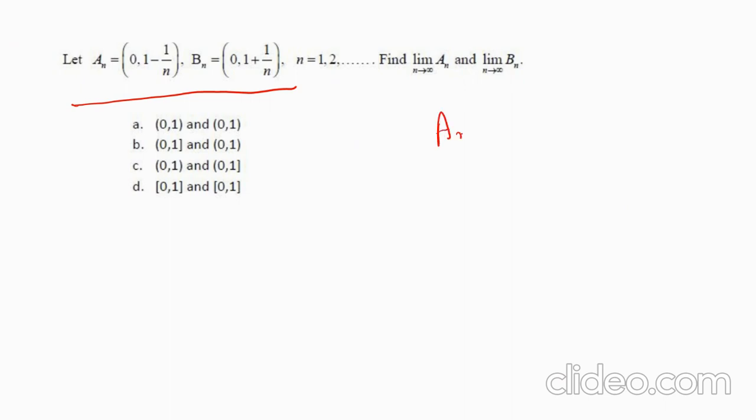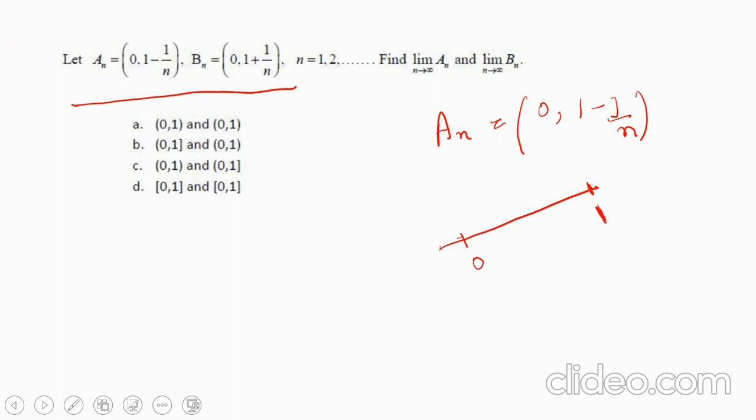Let's just say we have A_n as (0, 1 minus 1 upon n), right? So what we have is 0, and we have 1, and A_n is 1 minus 1 upon n. So when n is 1, it will be here at 0, and when n is equal to 2, it will be somewhere here, and then for n equal to 3 it will be somewhere here, and this and this and this. So what happens is that 1 will never be reached. Okay, 1 will never come.